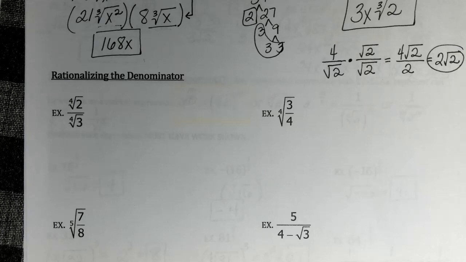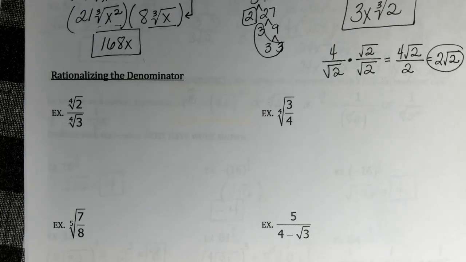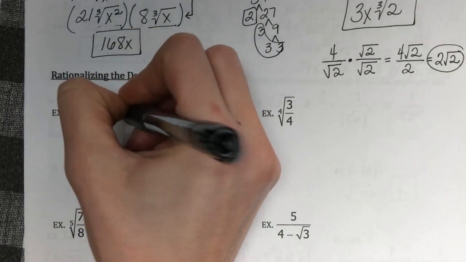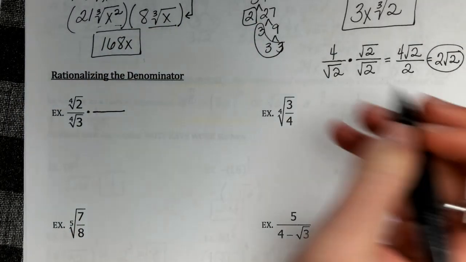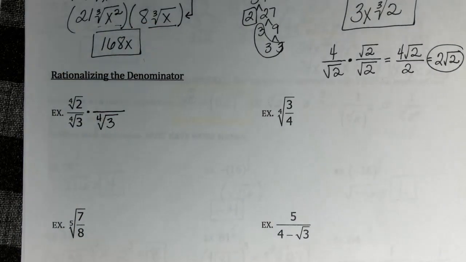So if I have the 4th root of 2 over the 4th root of 3, I can't have the 4th root of 3 in my denominator. I can't simplify 2 over 3. So I'm multiplying by what? If I'm multiplying by the fourth root of 3, is that going to give me 3?